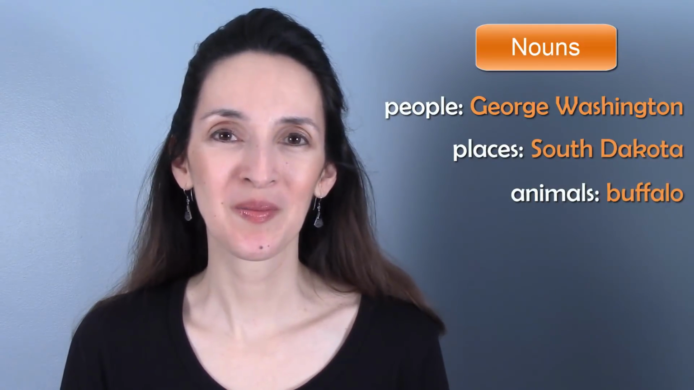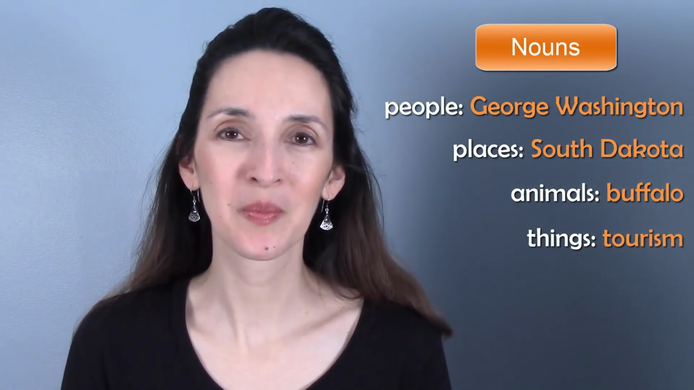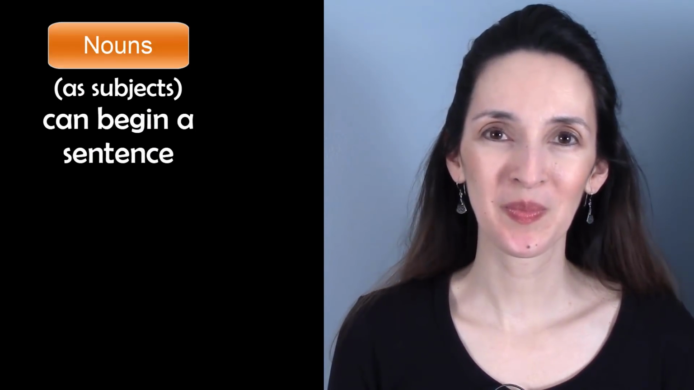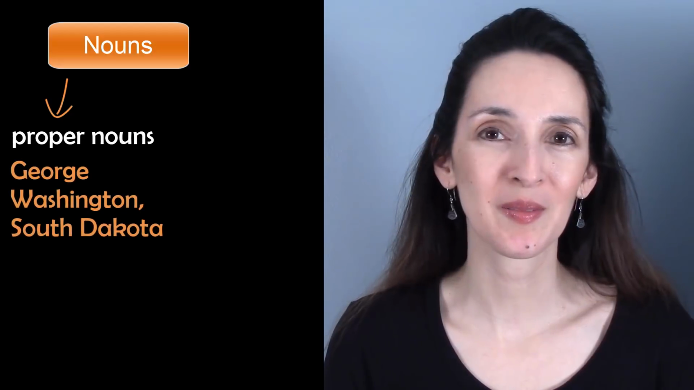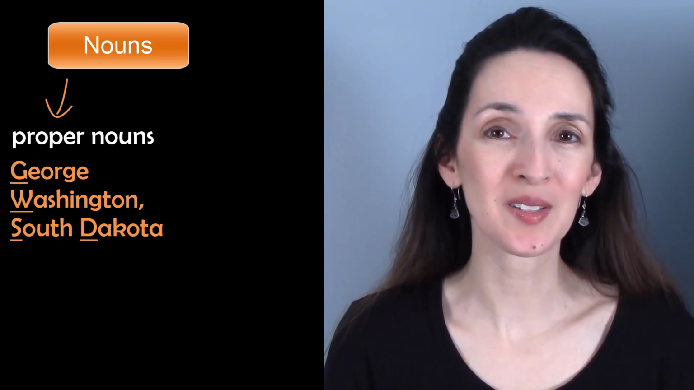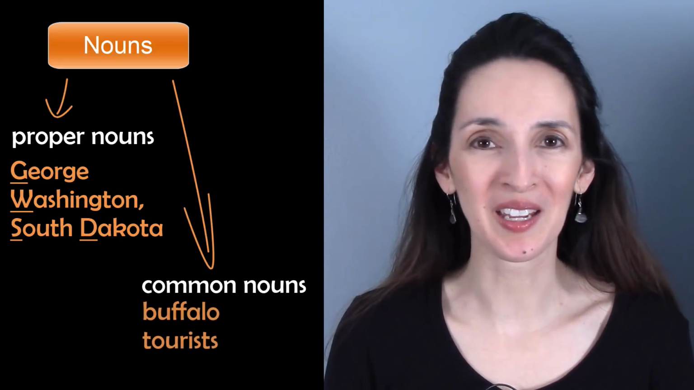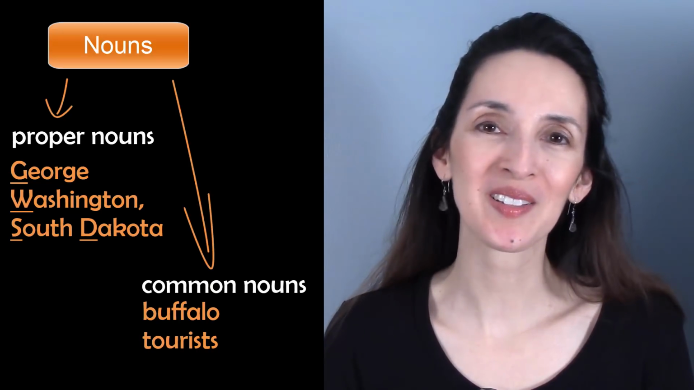Nouns can be people, places, animals, or things, either concrete or abstract. As subjects, nouns can begin a sentence. Proper nouns are names of specific people and things. Proper nouns must be capitalized. Common nouns are names of everyday things. These nouns are not capitalized.